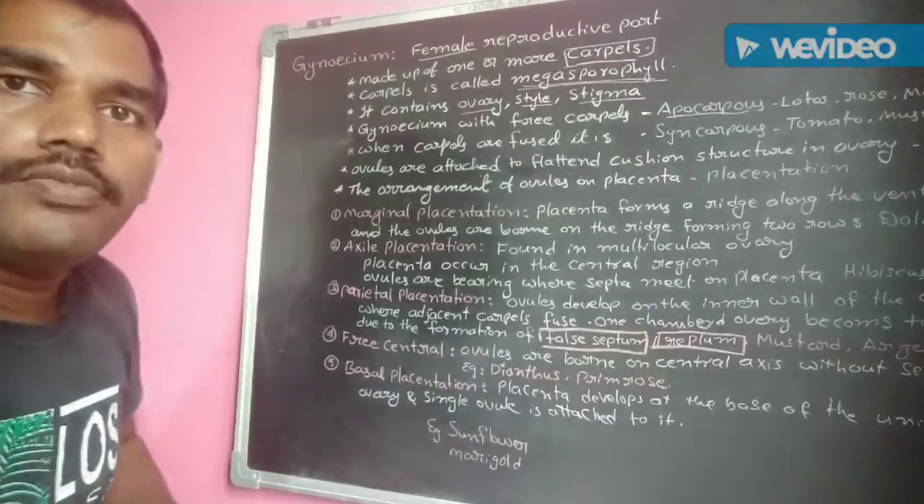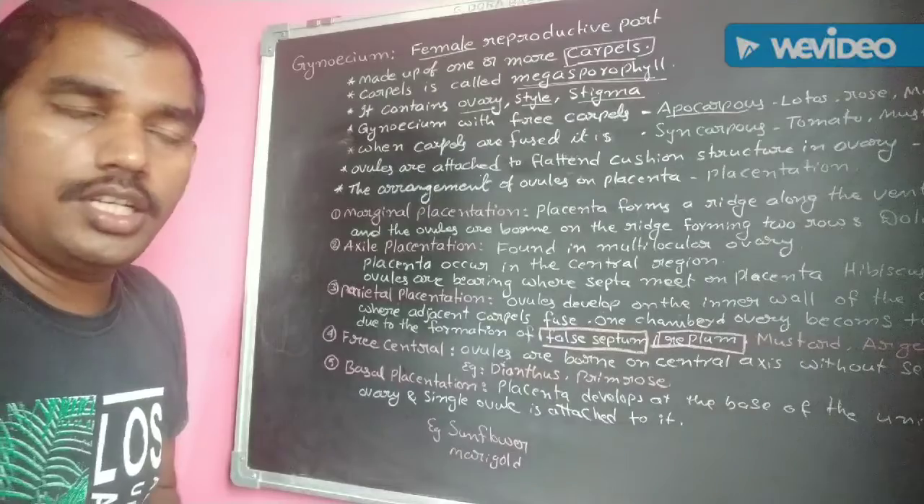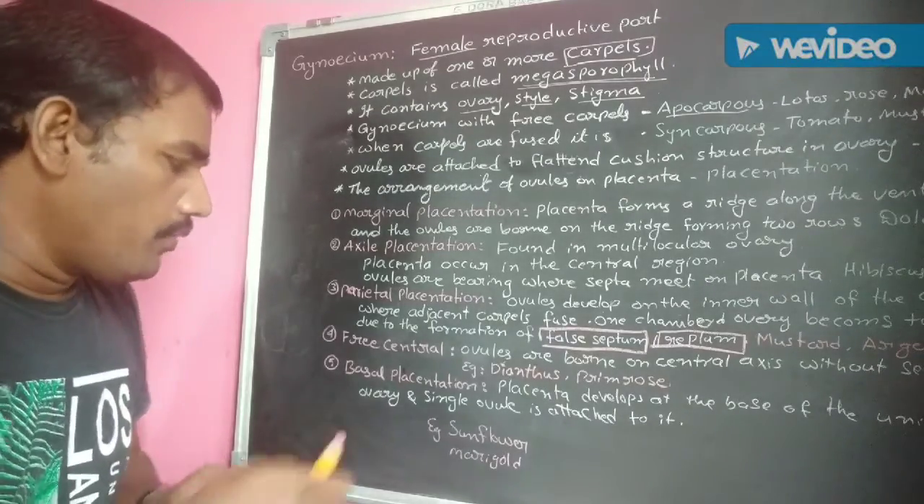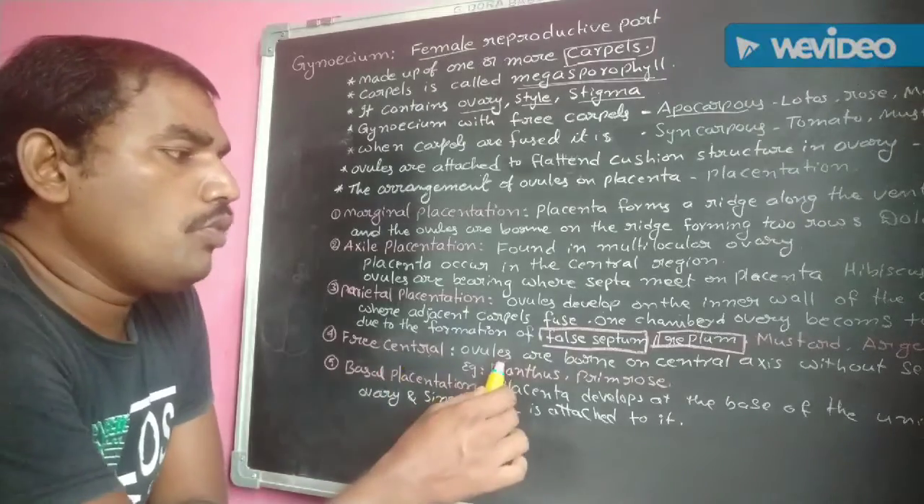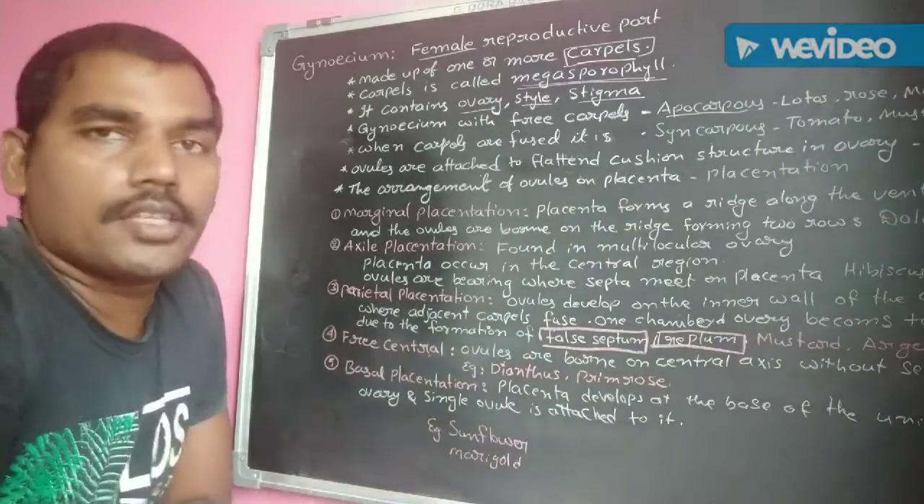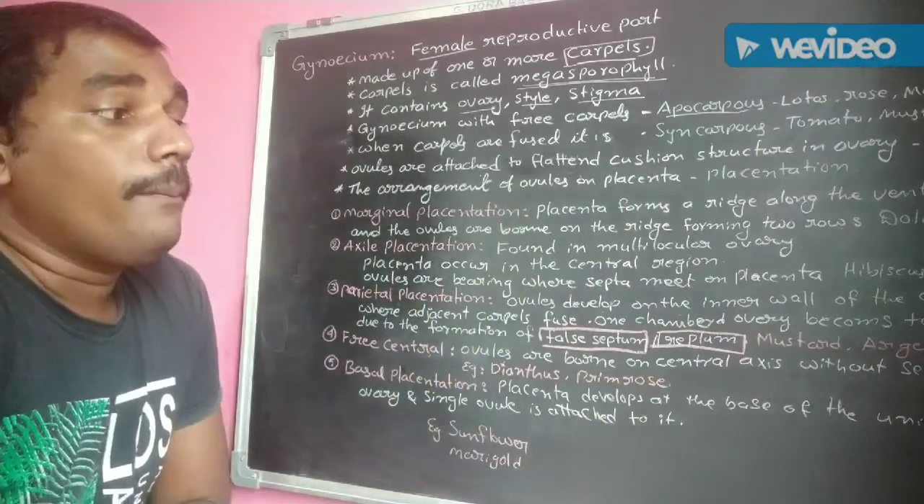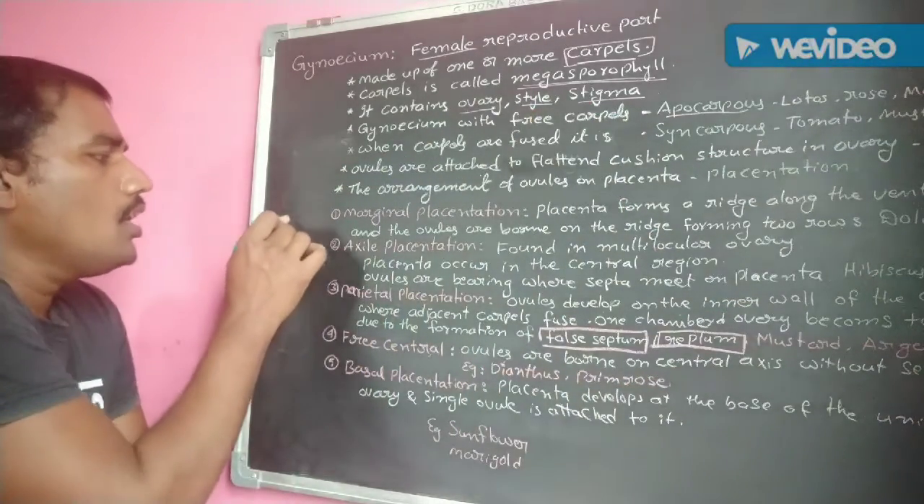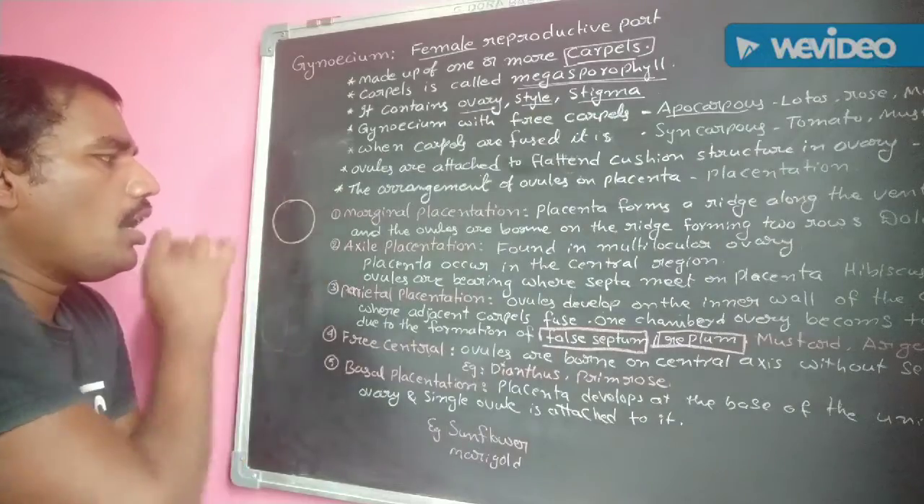Another one, free central placentation. It is very, very important, a 2 marks question also. Free central placentation means ovules are borne on the central axis, but without septa.